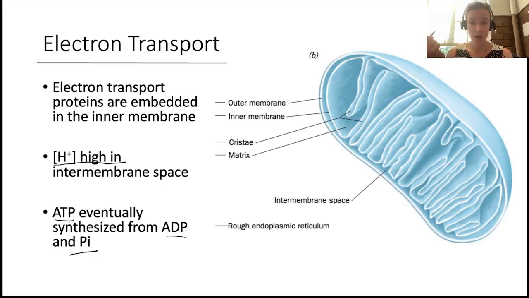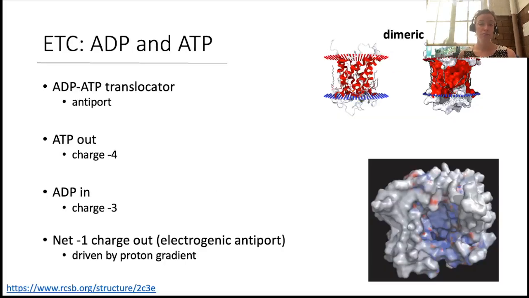For all of this to happen, ATP that is synthesized in the mitochondria probably needs to leave the mitochondria to go do whatever it needs to do to power the cell. And then ADP and phosphate need to come into the mitochondria to be converted to ATP. Well, welcome the ADP-ATP translocator.